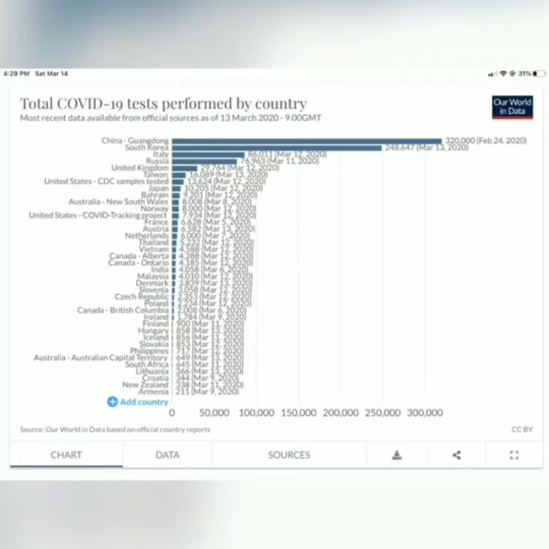In this slide, you could see how South Korea, as opposed to the United States CDC sample tested, for example, the numbers are really different. South Korea has already tested 248,647 people, as opposed to the United States. At the same time, they have done 13,624 people only, which is 18 times less than South Korea. So how has South Korea been able to achieve these numbers?